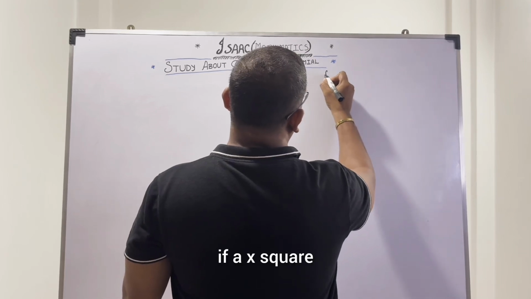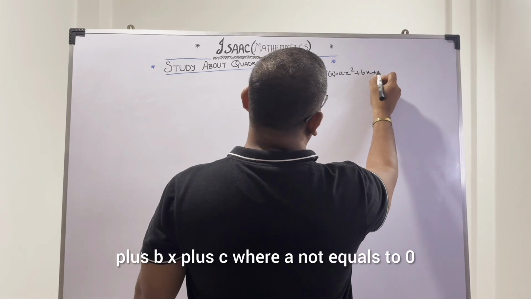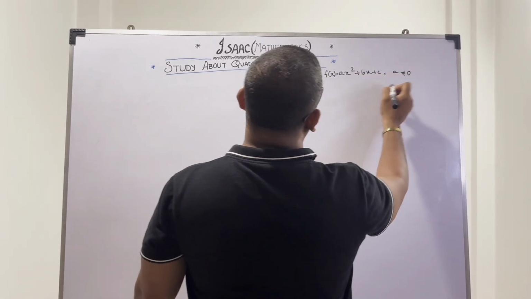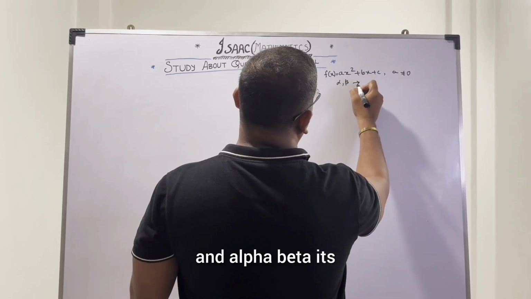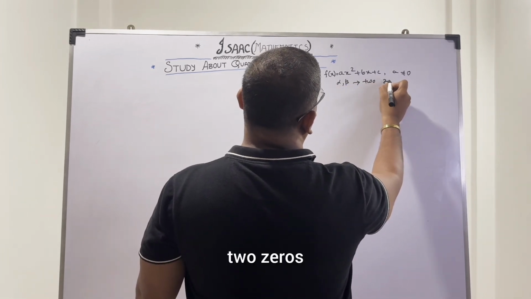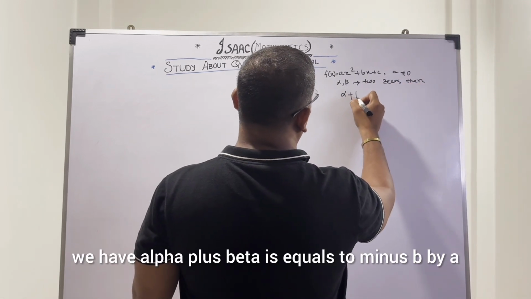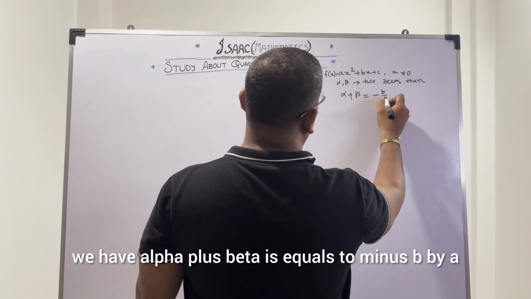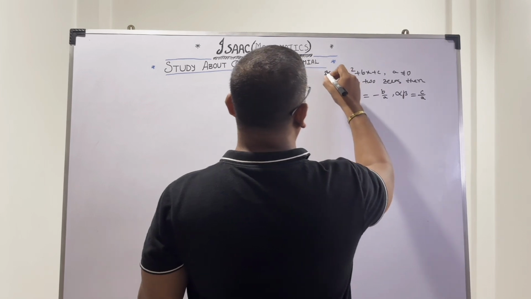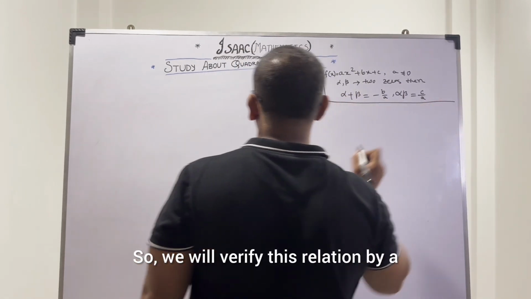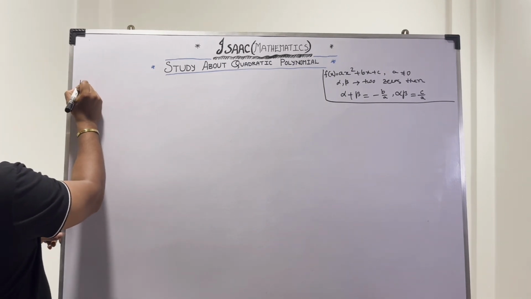If ax square plus bx plus c, where a not equal to 0, represents a quadratic polynomial, and alpha, beta are its two zeros, then we have alpha plus beta is equal to minus b by a, and alpha into beta equals c by a. So we will verify this relation by an example.